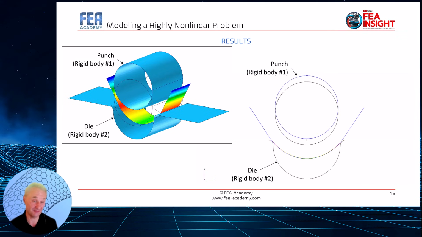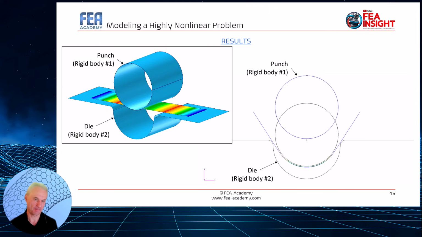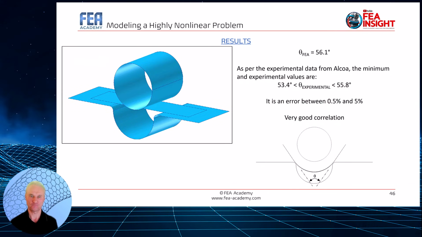So this is really a nonlinear behavior. You cannot capture that with a linear analysis. Now let's talk about the angle after release. So we can calculate this angle at the end of the last subcase when the punch has returned to its original position.